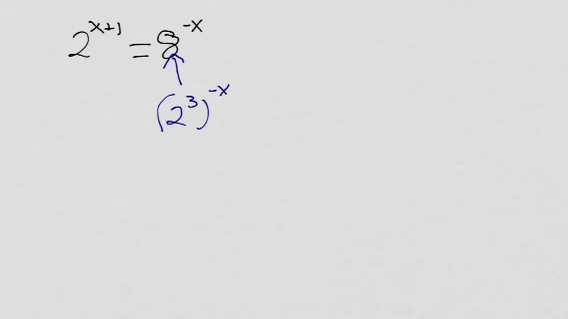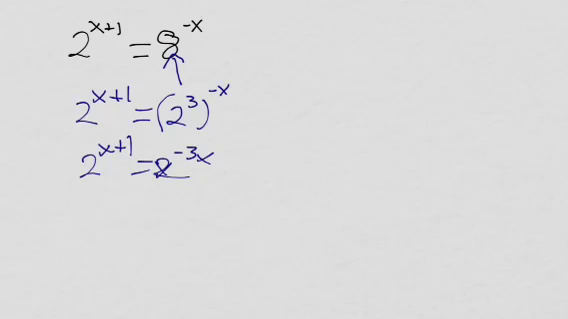And we're going to keep that to the negative x there. So it's equal to 2 to the x plus 1. Now we can multiply this negative x into the parentheses. So we'll get 2 to the x plus 1 equals 2 to the negative 3x. Sorry, 2 to the negative 3x. Let's erase that.